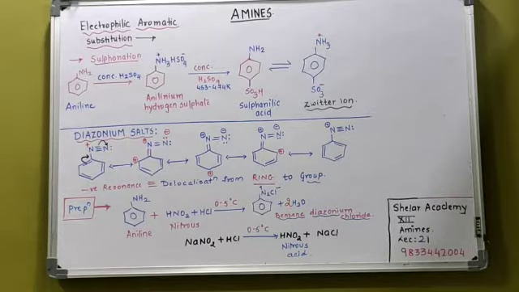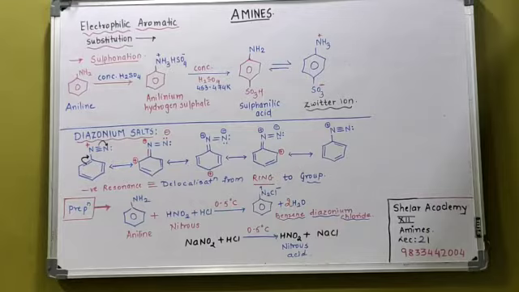para-amino benzene sulfonic acid. Para-amino benzene sulfonic acid. The same is called sulfanilic acid. It is a major product. Okay, you can see over here.